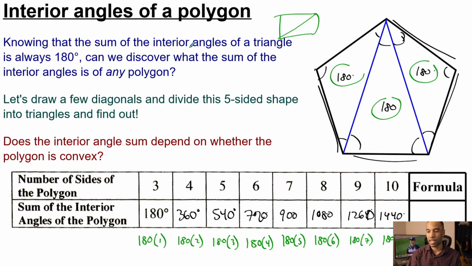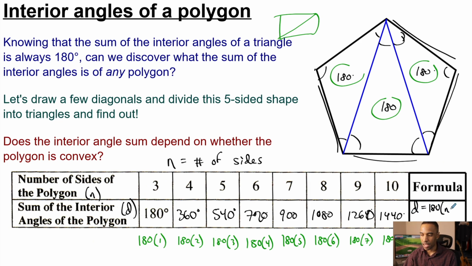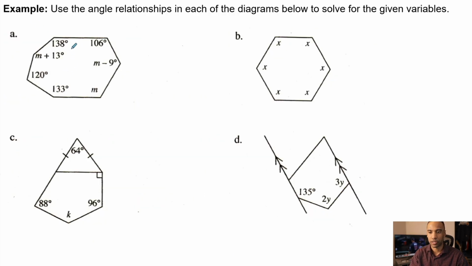But the bottom line is, guys, if n is the number of sides of your shape, you can determine the interior angle sum formula. If this is n, you can determine the interior angle sum D by taking 180 and multiplying it by n minus 2. There are 2 less triangles than there are sides, and I'm going to use this formula here. D equals 180 times n minus 2 to get the interior angle sum of an n-sided shape. So let's look at some examples together here.